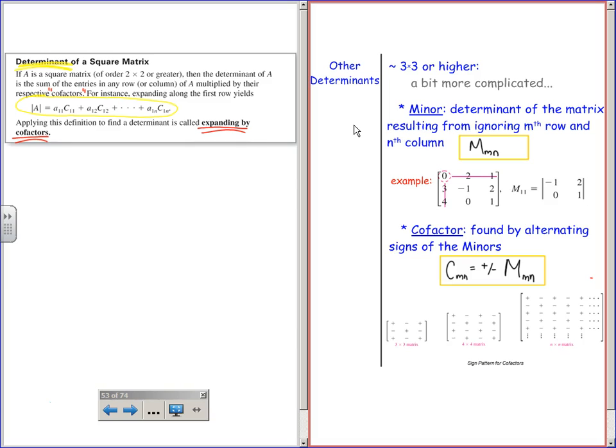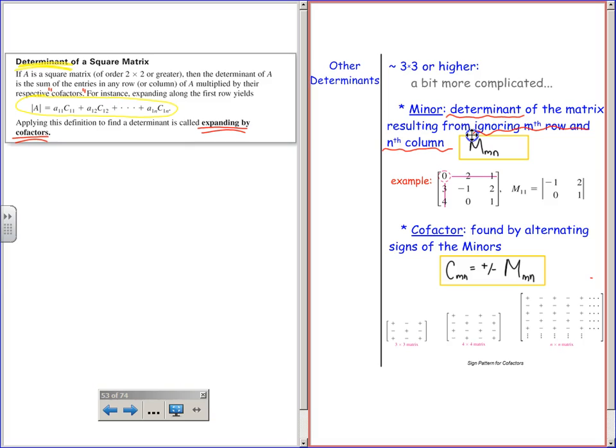Minors: determinant of the matrix resulting from, what? The determinant? A minor helps us find the cofactor, which helps us find the determinant. A minor is a determinant? How does that make sense? Yeah. A minor is a determinant of the matrix resulting from, and here's the key, ignoring the nth row and the nth column, so it breaks it down. The minor says, I'm not looking at the whole thing, I'm just looking at a piece. And the piece that I'm looking at is what's left. See the little absolute value bars?